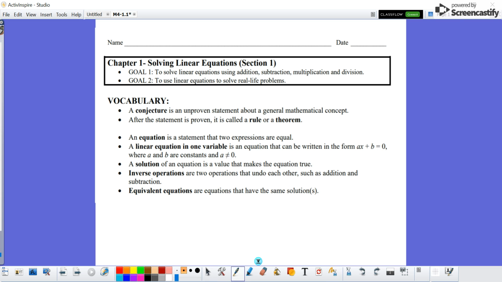All right, folks. We are in section 1.1 here. We kind of worked through this in class today. If you were not in class or need a quick refresher, that is what this video would serve for.